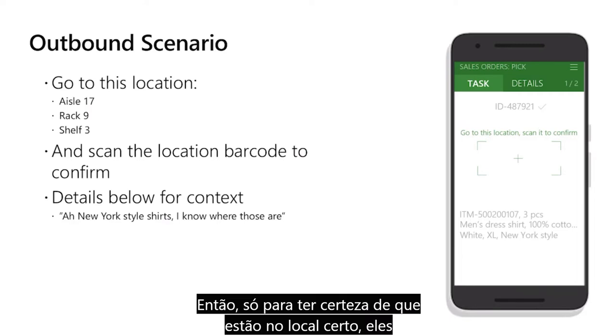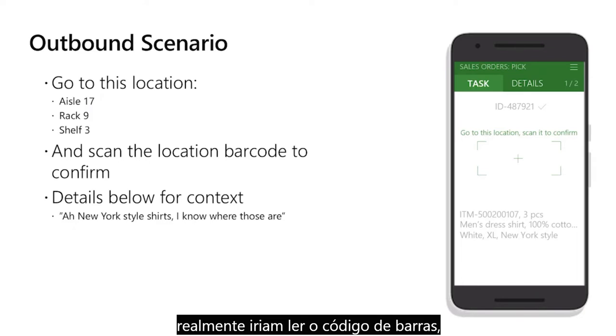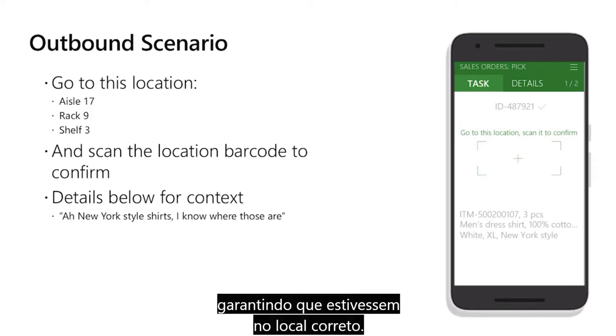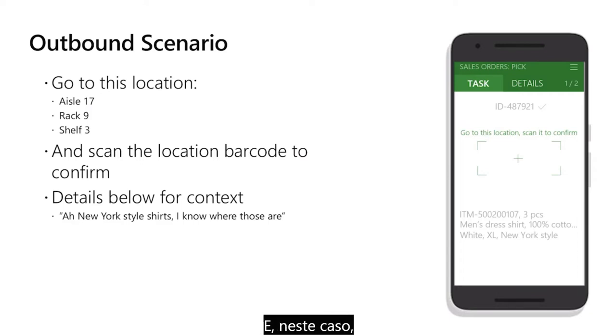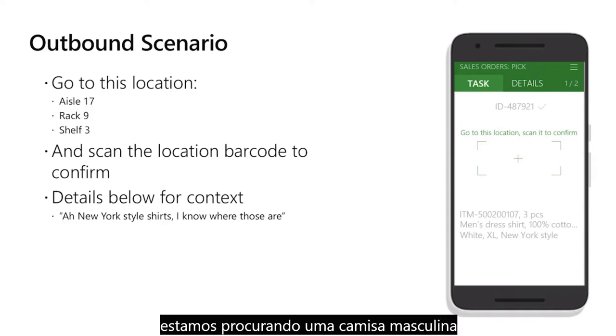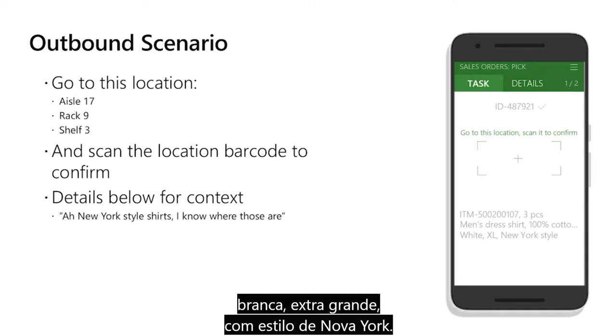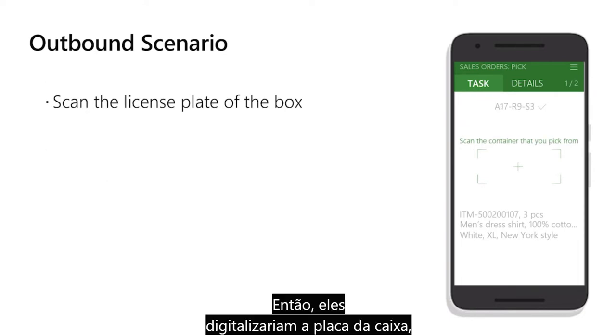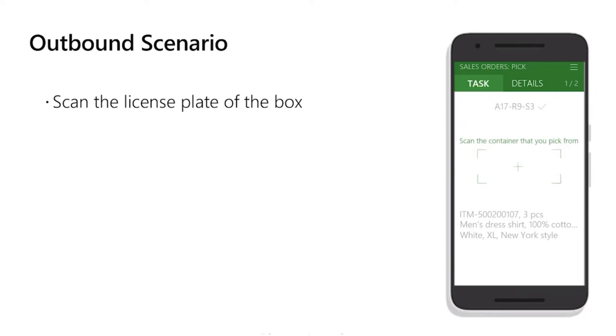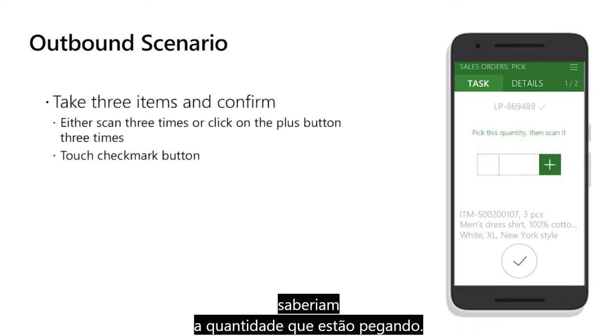Then, just to be sure that they're in the right location, they would scan the barcode, ensuring that they are in the correct location. Once it's verified that they are in the right location, they're going to look for details of what they're picking. In this case, we're looking for a men's dress shirt that's white, extra large, New York style. Then they would scan the plate of the box, making sure that they're in the right area, and then it would tell them how many they're taking.